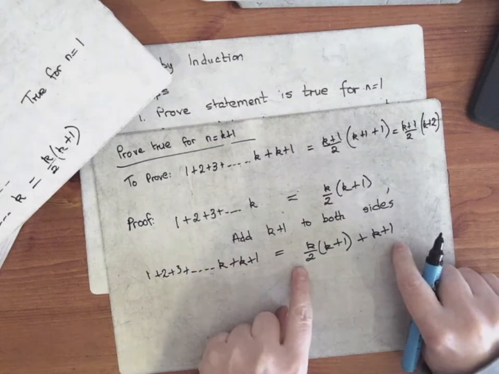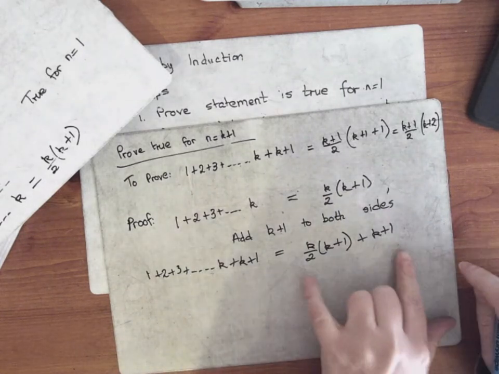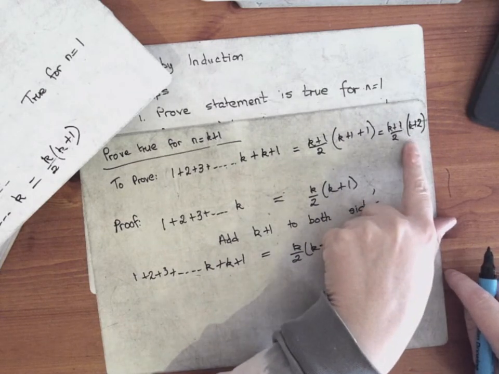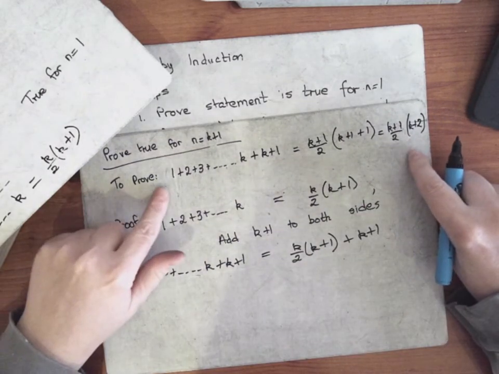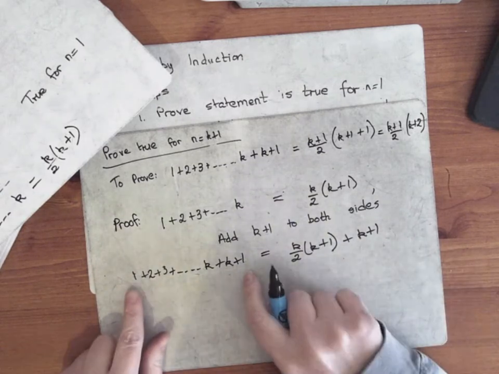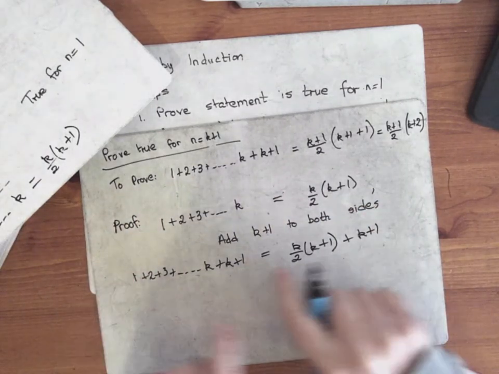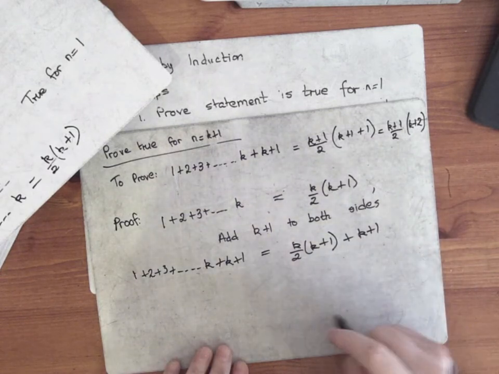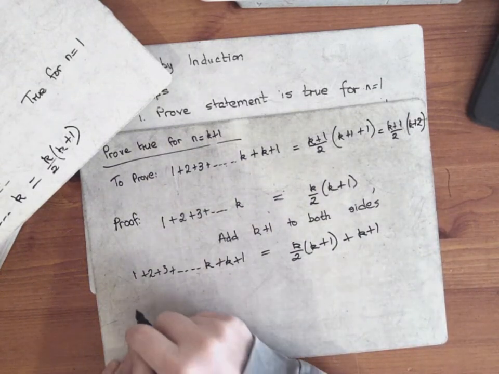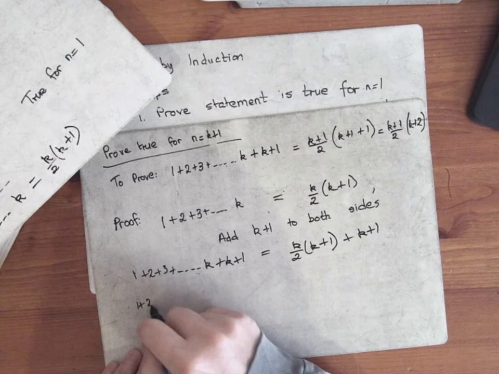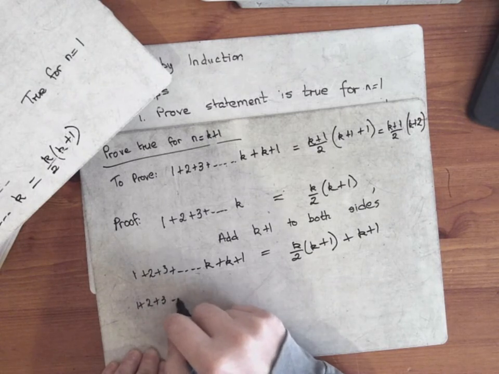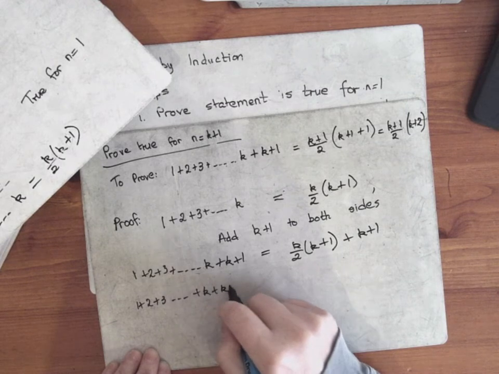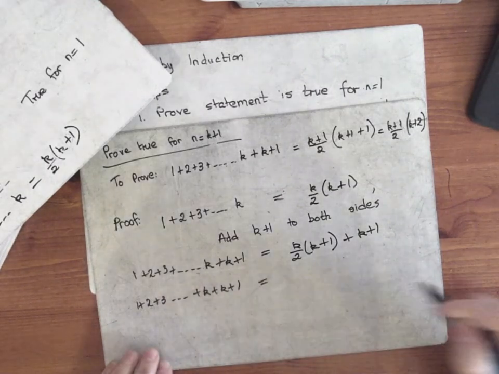So what I've got to do is play around with the right hand side to make it look like what I want it to look like. Because this is what I want. I want this to be my last line. The left hand side is the same. I need to play around with the right hand side to make it look like this. So we get 1 plus 2 plus 3 dot dot dot plus k plus 1 equals, now I'm going to play around with this.